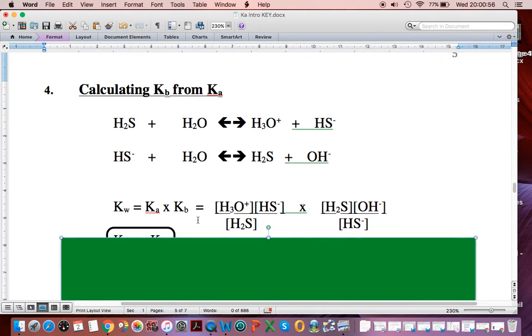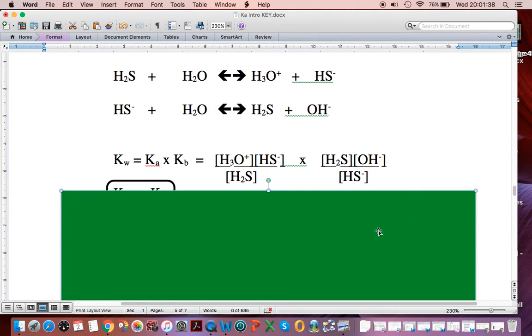Well, here's a little bit of trying to show you what's going on. We're going to take the K expression for H2S, and we're going to multiply it by the KB expression for HS minus. So here's the K expression, these products over this reactant, and we have these products over this reactant for our KB. Well, I have an HS minus up top, HS minus on the bottom. They divide out. H2S on top, H2S on the bottom, they divide out. What am I left with? KW equals H3O plus times OH minus.